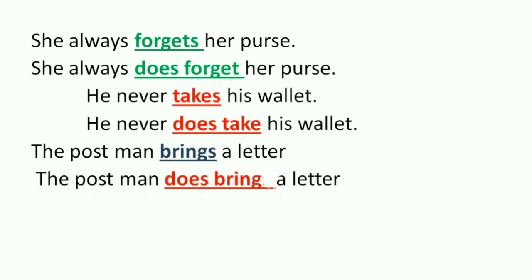The postman brings a letter. How can this be transformed? The postman does bring a letter. So we can use does in such a way, but always this does will be hidden in the verb. You have to remember it. If we split the auxiliary from the V1, we can use it in such a way.